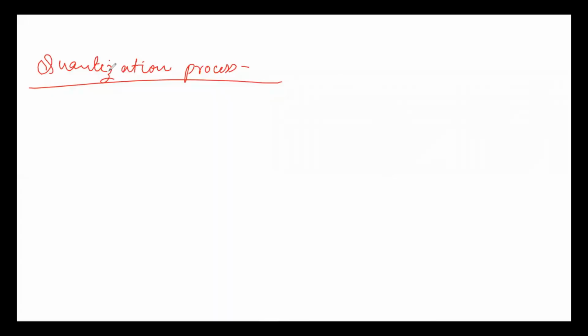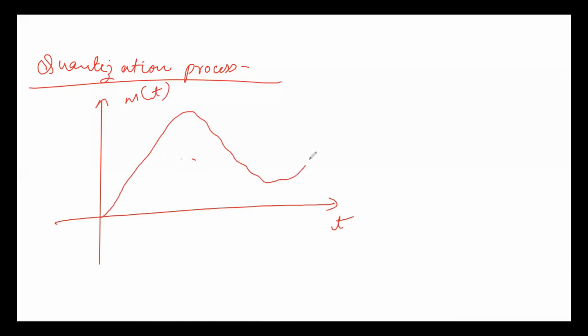Now, how is the PCM signal encoded? Let us take this as my message signal, M of t. The x axis is my time axis and the y axis is my message signal amplitude. Suppose this peak has 8 volt.